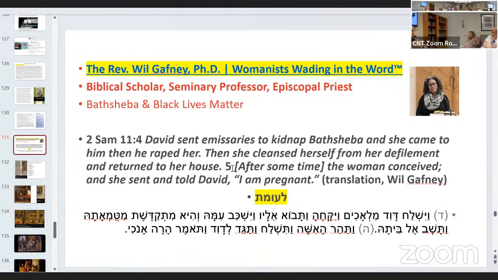There's nothing there. Okay, and then she cleansed herself of her defilement and returned to her house, which, again, is not the story in the biblical story. She does that before. After some time, the woman conceived, and she sent and told David, I am pregnant. Okay, this is very different from the biblical story, but it's interesting that there is that take.